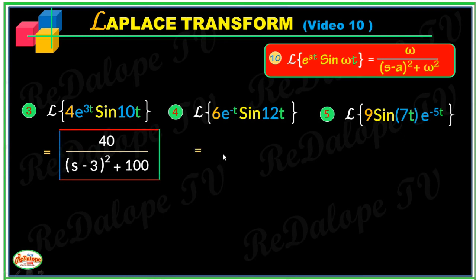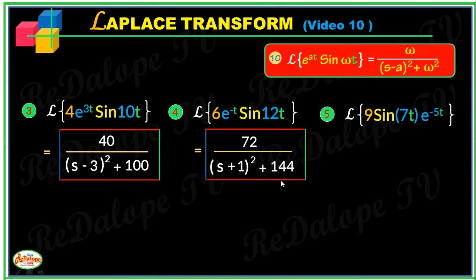For number 4, omega is 12 multiplied by 6, so that is 72, divided by s minus a, since a is negative 1 times negative, so that is positive 1. And then square it, plus omega is 12, 12 times 12, so we have 144. And that will be the final answer for number 4.